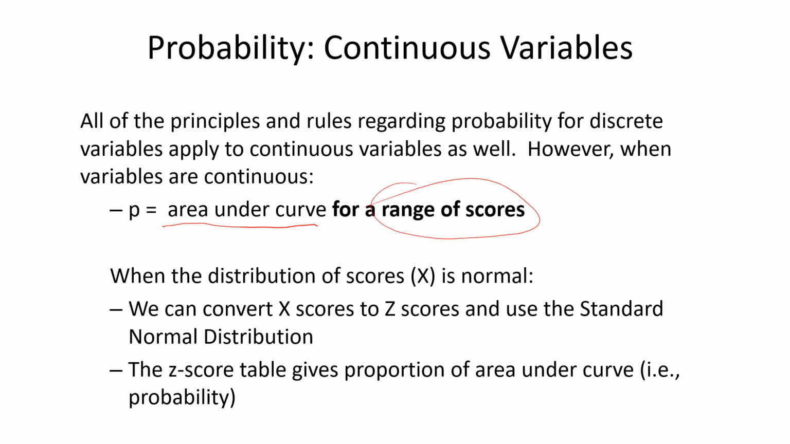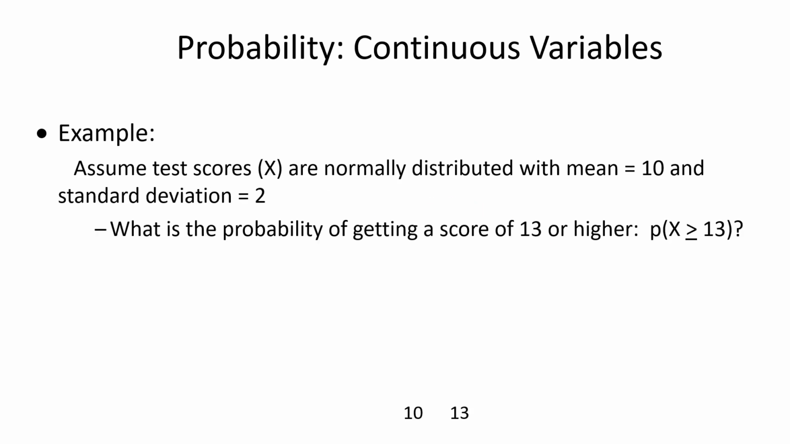So we can convert x-scores to z-scores, use the standard normal distribution, and use the z-score tables to get proportions for area under the curve using probability. Again, you guys aren't going to have to do that, but that is something you can do. Example here: assume test scores are normally distributed with a mean of 10 and a standard deviation of 2. What's the probability of getting a score of 13 or higher? Maybe you can only get whole numbers, but maybe you can get parts of numbers. If you can get parts of numbers, then we've got a continuous variable.